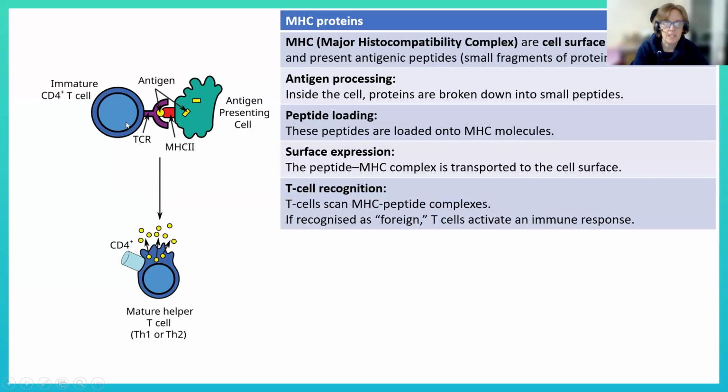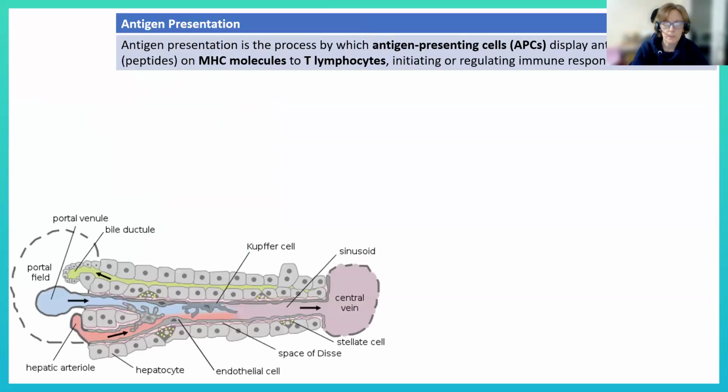And then this T cell, which is a specialized white blood cell, will scan both bits of this and decide if it's something to worry about. Is it foreign or is it self? And if it is foreign, it will activate an immune response. So this process is called antigen presentation.